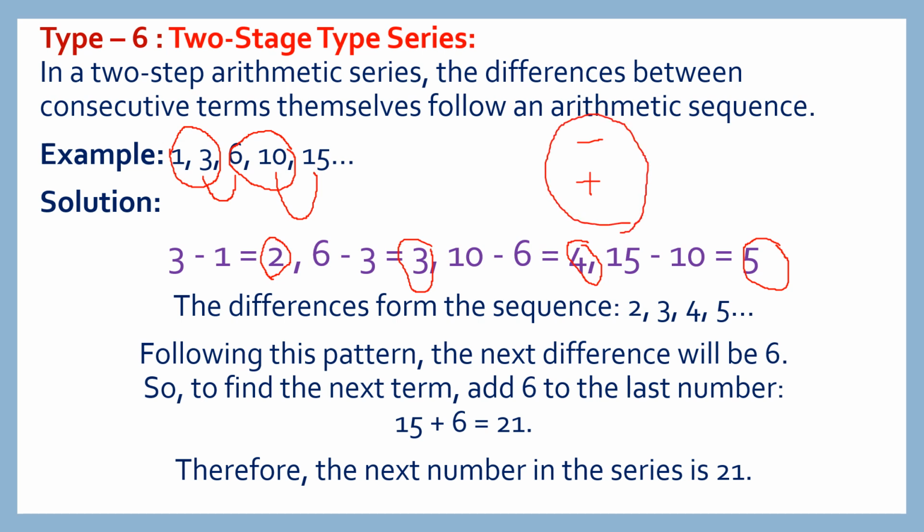Okay. In the same way, we have to find the answer. What is the next answer? 15 is given here. So 15 minus 10 we found. Then what do we have to find for the next one? 2, 3, 4, 5 finished. So the next is 6. So 15 and 6 makes 21. Yes. When we subtract 21 and 15, we will get the 6 difference. The differences form a sequence of 2, 3, 4, 5. So the next will be 6. So 15 plus 6 is 21. This is the two-stage type series.